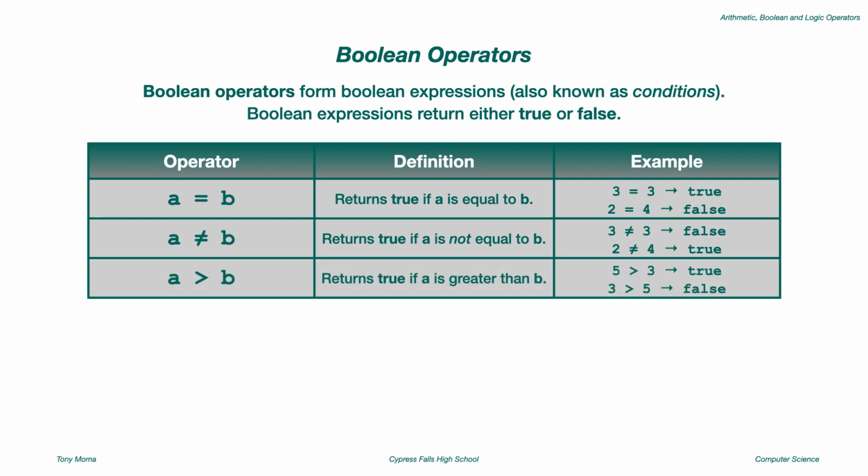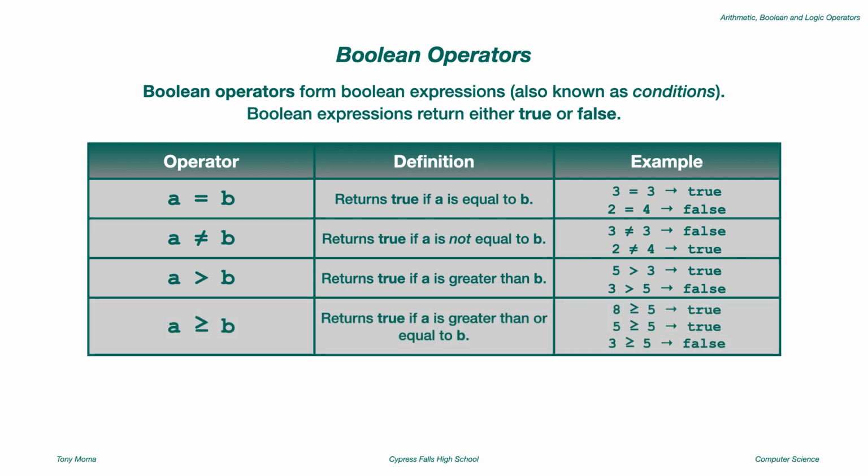Next, the greater than operator. This operator returns true if A is greater than B. For example, the expression 5 is greater than 3 evaluates to true because that's a true statement, whereas the expression 3 is greater than 5 evaluates to false because that is not a true expression. That is a false expression.